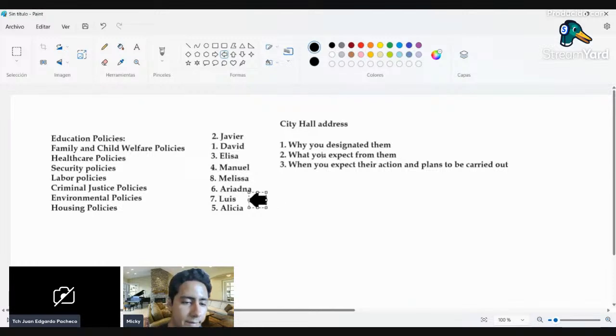Alicia is in charge of housing policies. I know that she has been a person who has always been interested in housing policies, like shelter and that stuff, and how it is involved.